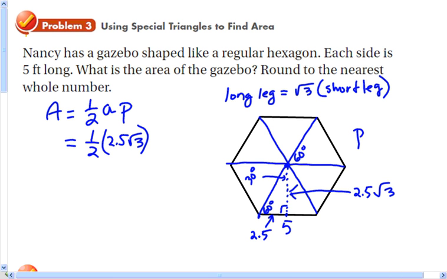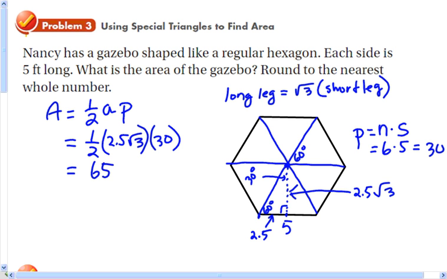I'm going to take 1/2 times 2.5 times the square root of 3 times perimeter. I'll put that over here. Perimeter is just the number of sides times the side length. So in this case, it's 6 times 5, which is 30. So times 30. And then we're going to round that to the nearest whole number. And that's going to be, we use our calculator, 65.